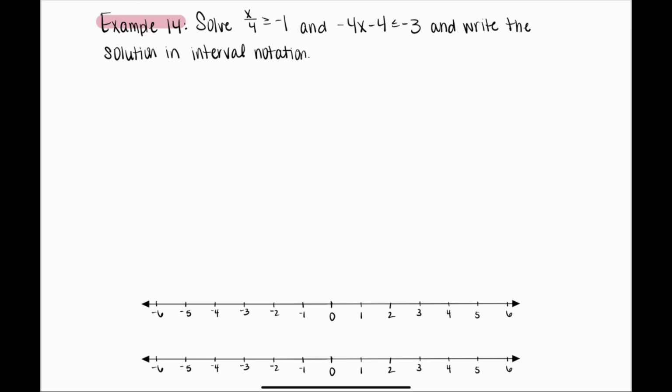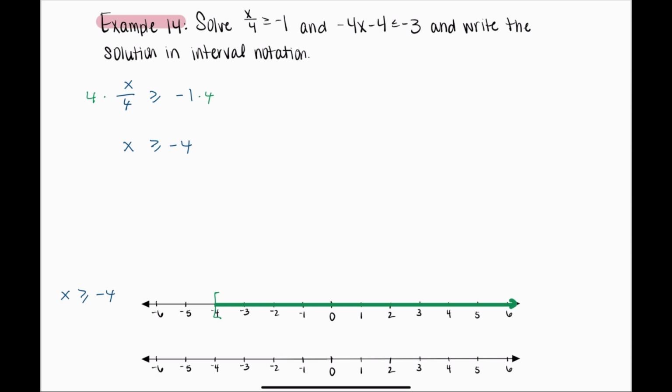For the first inequality, x divided by 4 is greater than or equal to -1. We multiply both sides by 4 to eliminate the fraction. x is greater than or equal to -4. This is the solution to the first inequality. Now we graph it. We place a bracket at -4 because the number is included, and we shade the line from -4 all the way to positive infinity. This is the graph of x being greater than or equal to -4.